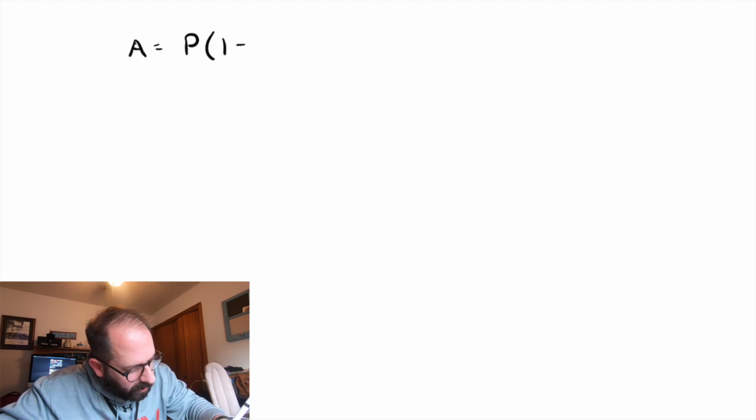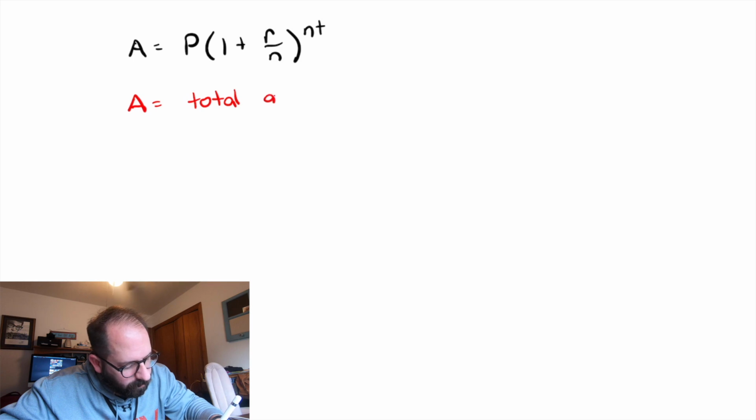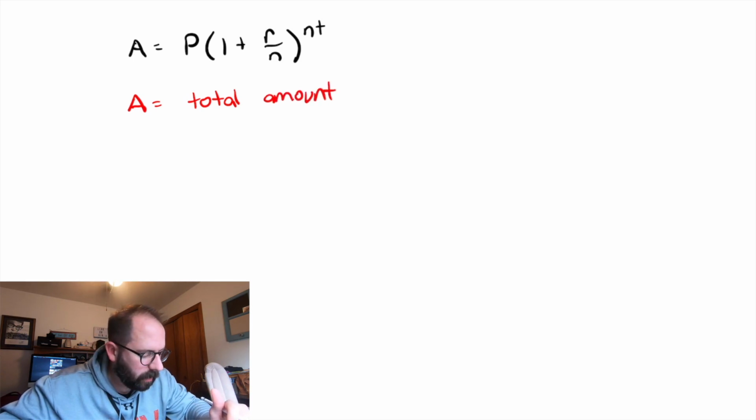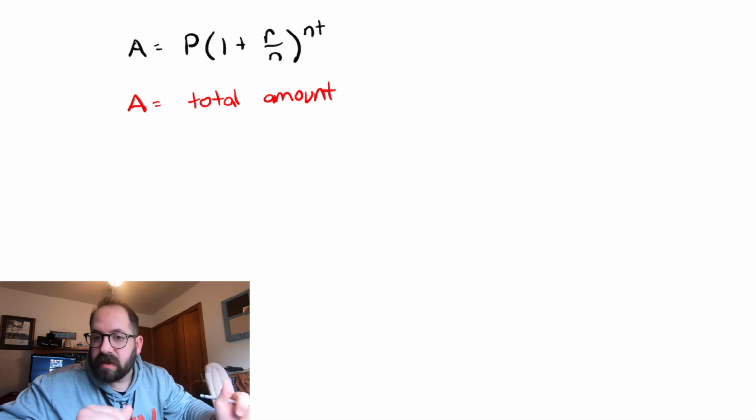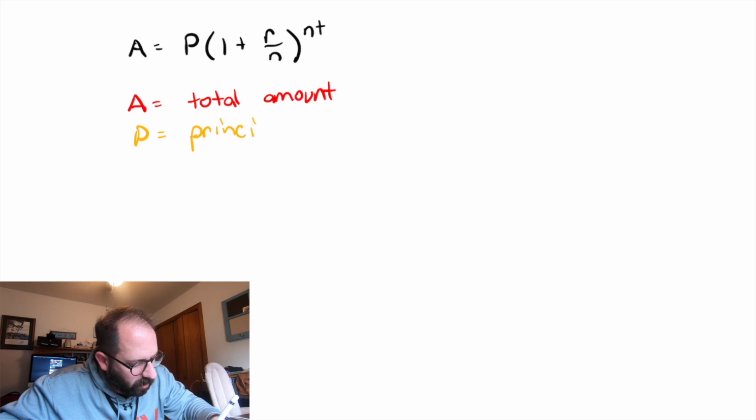This is the formula we've been using the last couple of days. Now let's talk about what these letters stand for. A is the total amount you're going to spend on your mortgage, or student loan, or credit card, whatever you want to put in there, because they use the same formula. So it's the amount. The P in this formula is the principal. It's the amount that you're borrowing.